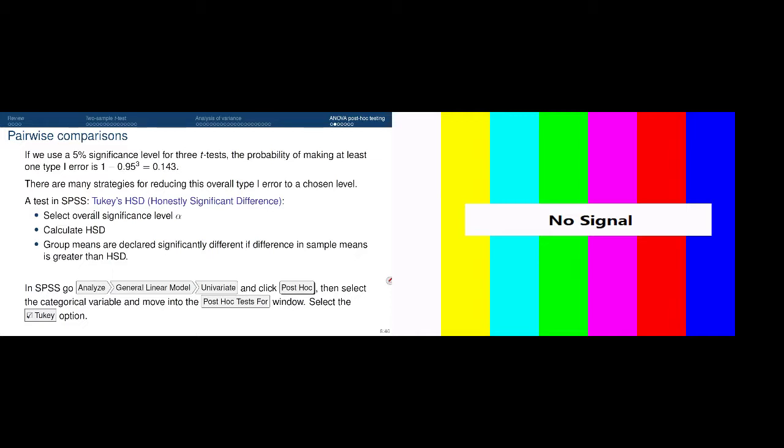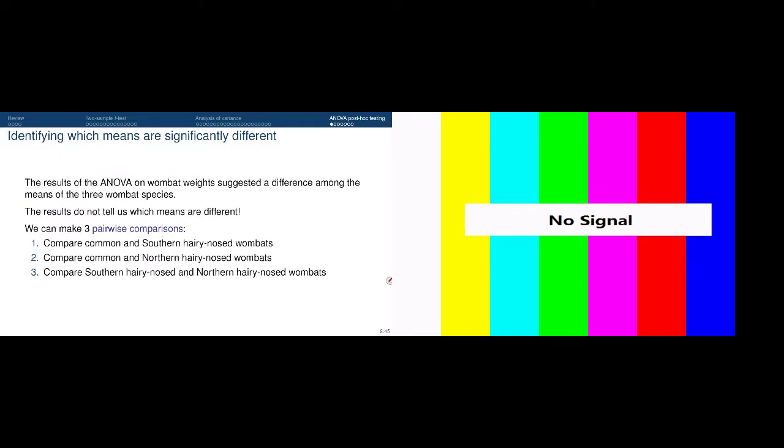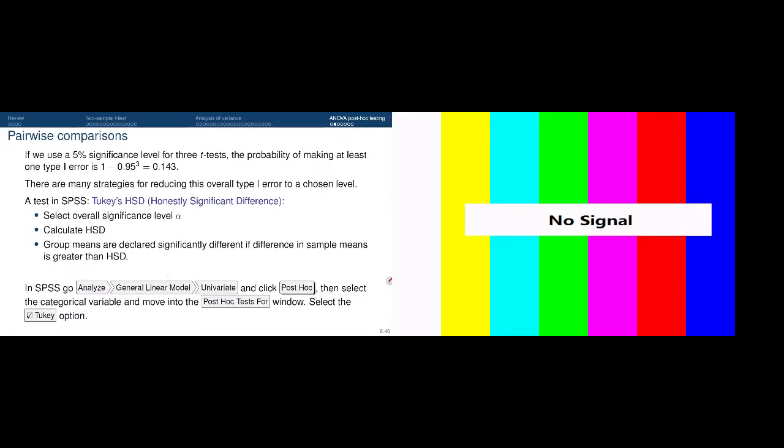Now, one might think, okay, well then why don't we just do three separate independent samples t-tests for each of these combinations? That would be a reasonable suggestion. The only problem with that is that we can artificially inflate our risk of making a type 1 error. Okay, so what's a type 1 error? A type 1 error is where we incorrectly reject the null. If we're doing a test and we have a 5% significance level, then that means that 5% of the time, if we do that test in the long run, we will make a type 1 error. So that means 95% of the time we will not make a type 1 error.